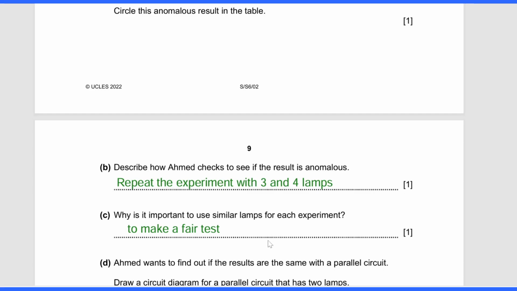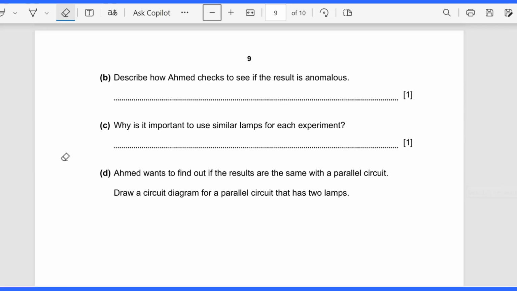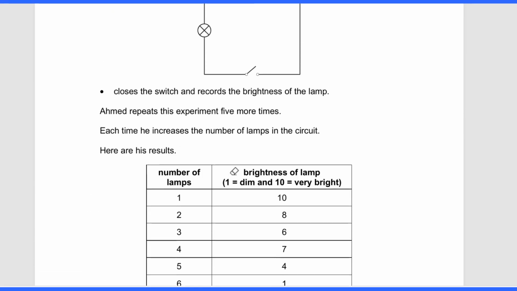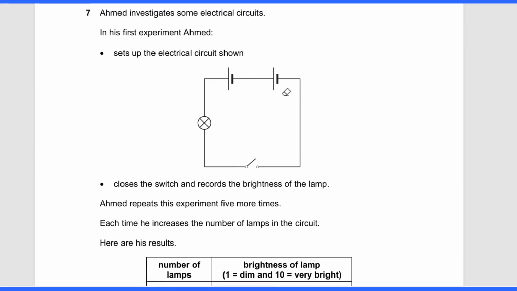Next, we see question D. Ahmed wants to find out if the results are the same with a parallel circuit. Draw a circuit diagram for a parallel circuit that has 2 lamps. Okay, so from the top, this one is in series. Now 2 lamps in parallel. This is the cells, this is the switch.